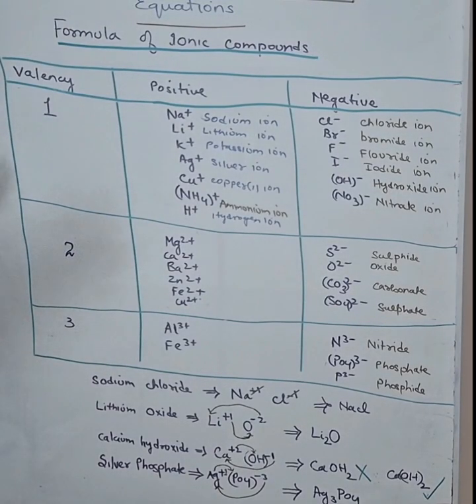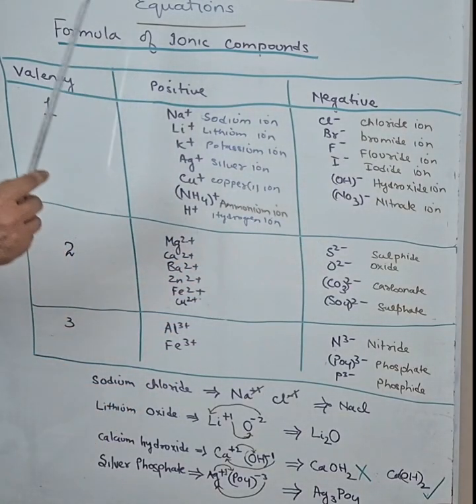In today's class, we will solve a big problem of chemistry, that is making of ionic compounds, okay? Now, in this class, we will learn how to make ionic compounds easily, okay? So, we can make the formula of an ionic compound if we know this table. If we know this table, we can easily make the formula of an ionic compound.